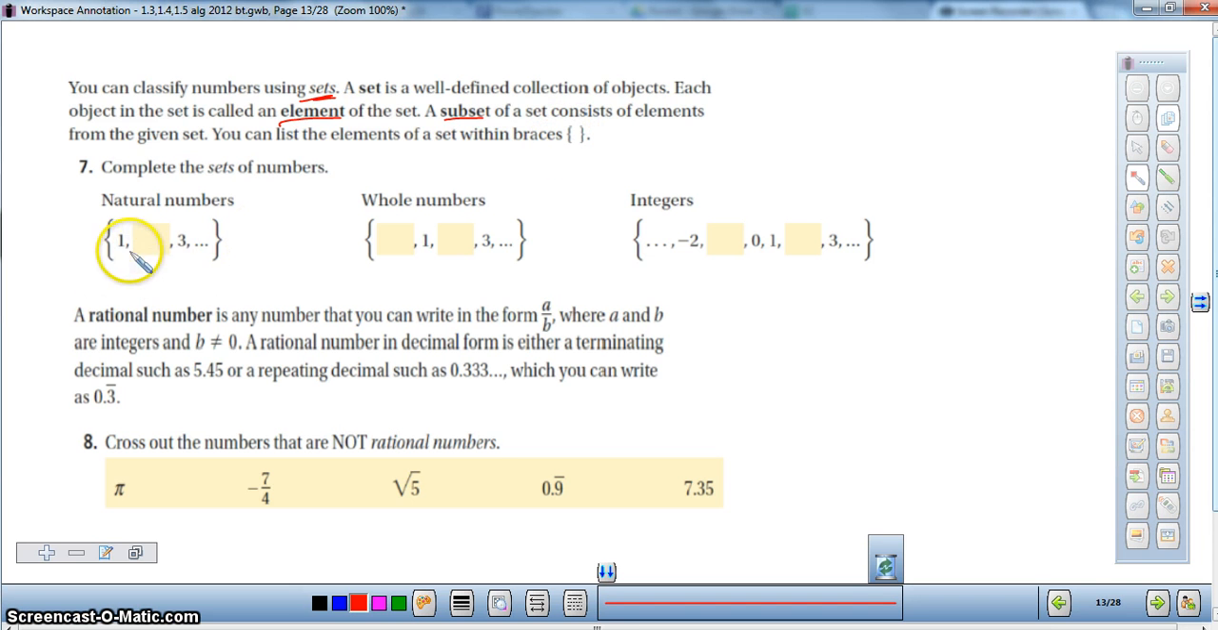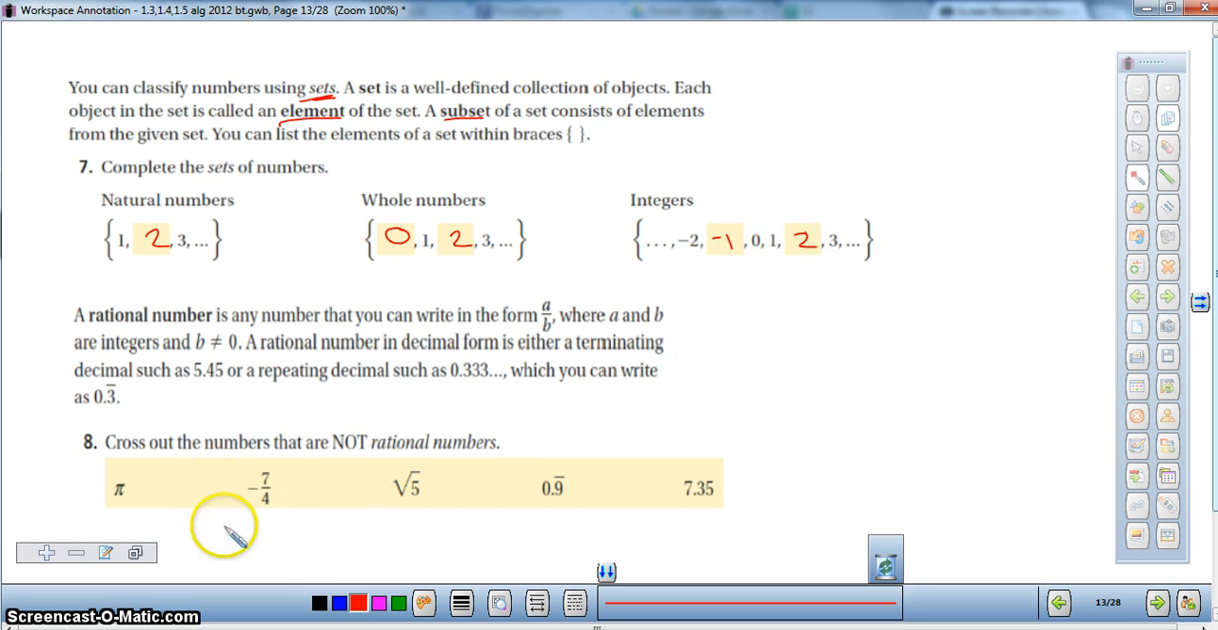So what are the natural? 1, 2, 3, ... Whole numbers, 0, 1, 2, 3. Integers. These dots tell us it goes on forever. Then we have -1, 0, 1, 2.